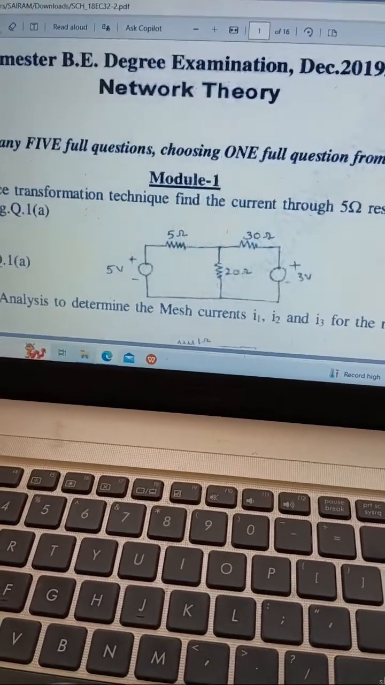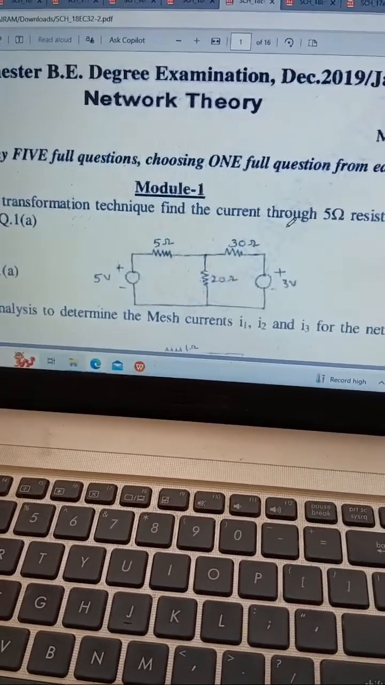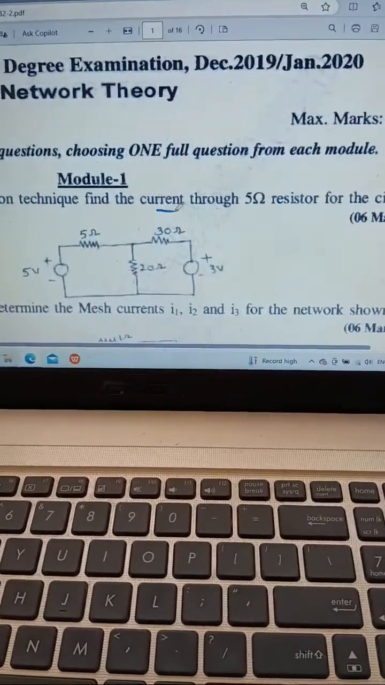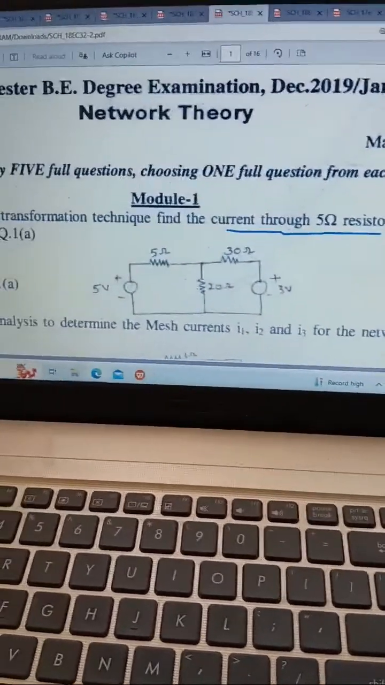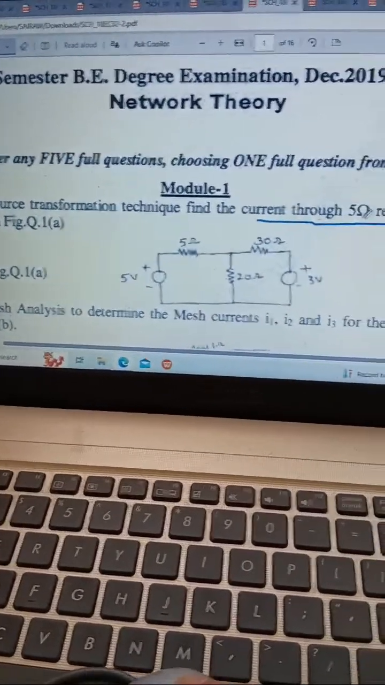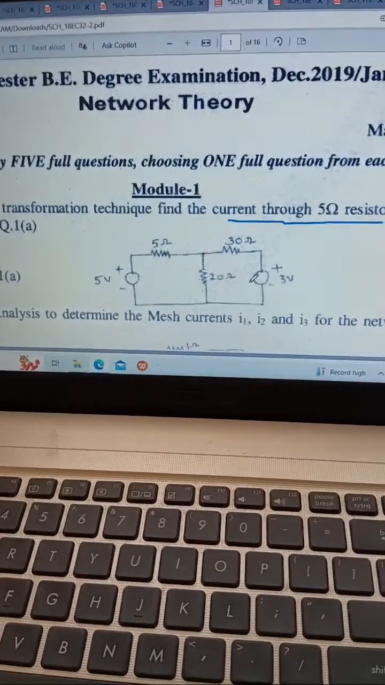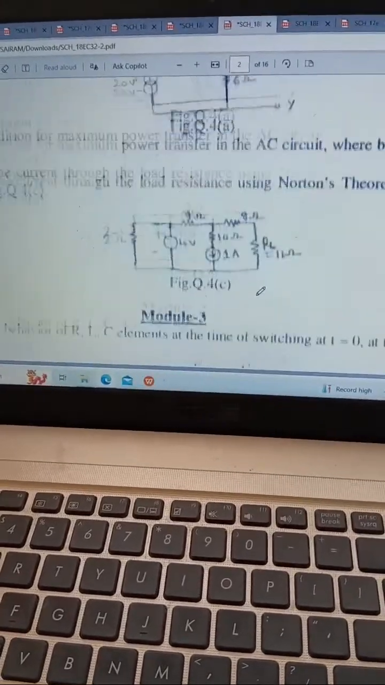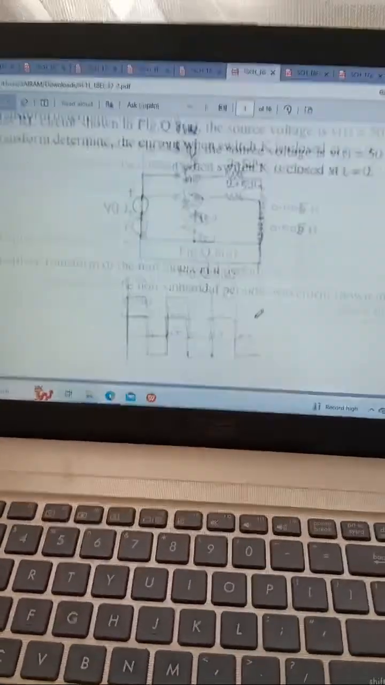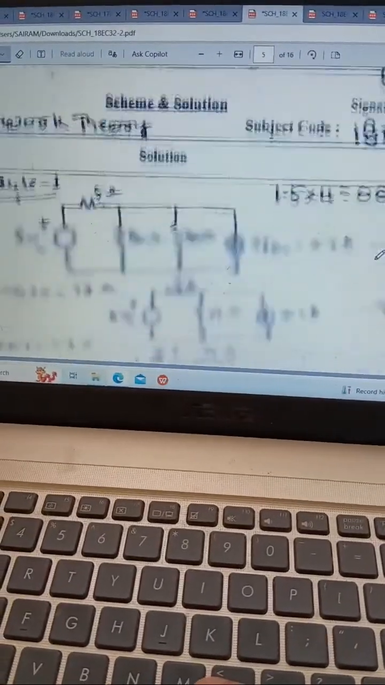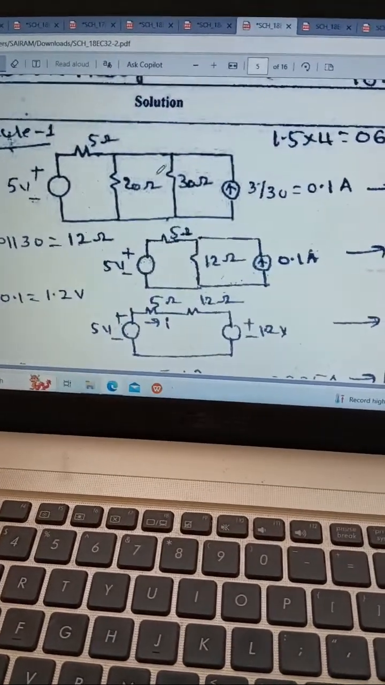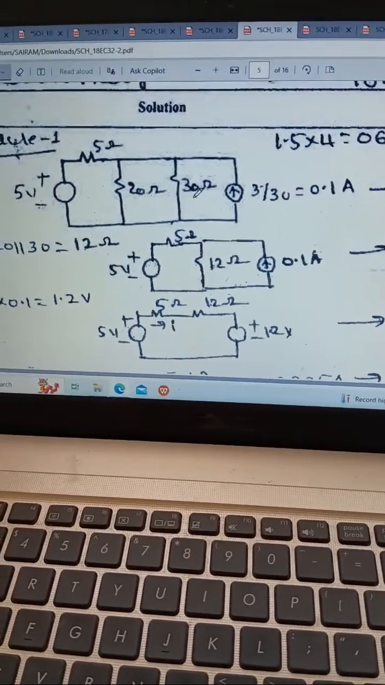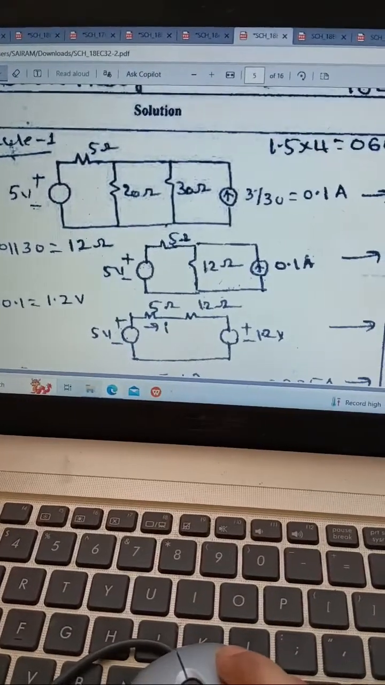And see, here is another problem wherein you are asked to find the current through the 5 ohm resistor for the circuit shown in the figure, question number A. This is the circuit, and you just have to solve according to the question. So let us see the answer for this question.